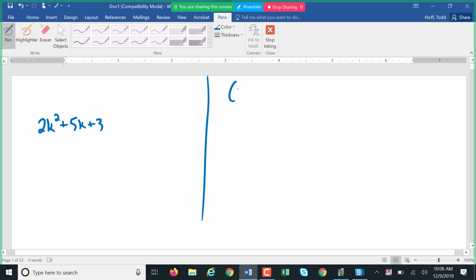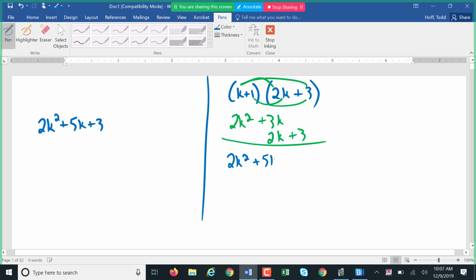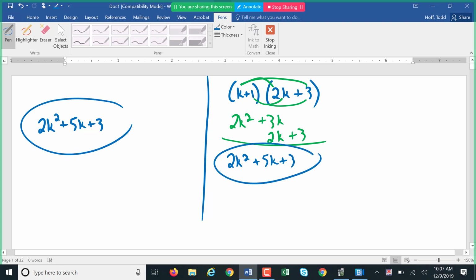And over here we were FOILing that out, the k plus 1 times 2k plus 3. So we had FOILed out, and I'll have to repeat a little bit here. The k times 2k was 2k squared. The k times 3 is a positive 3k. 1 times 2k was 2k, and 1 times 3 was 3. And when we add those up, we get 2k squared plus 5k plus 3. We notice we have the same amount on both sides. So that tells us that it does work for n equals k plus 1 if it's true for n equals k.